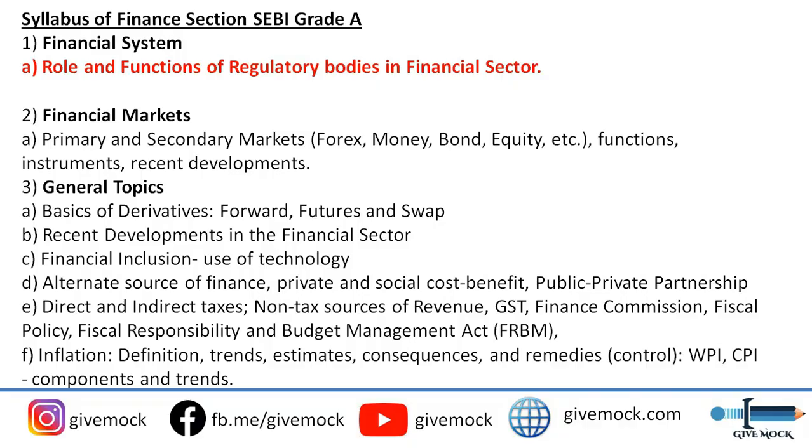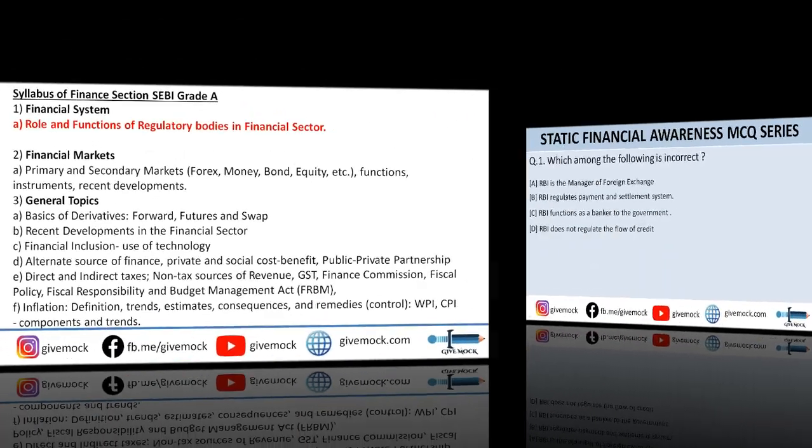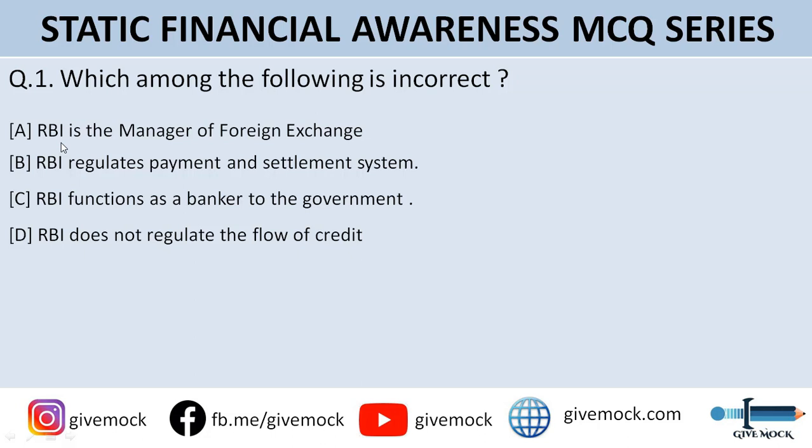Okay. So without wasting time, let's move to the first question. So the first question is, as you can see, which among the following is incorrect? This question is related to functions of RBI. The first option A is RBI is the manager of foreign exchange. The second option is RBI regulates payment and settlement system. The third option is RBI functions as a banker to the government. And the last option is RBI does not regulate the flow of credit.